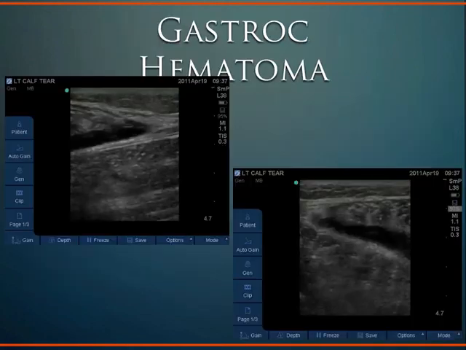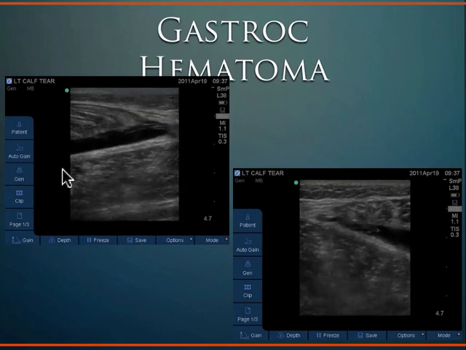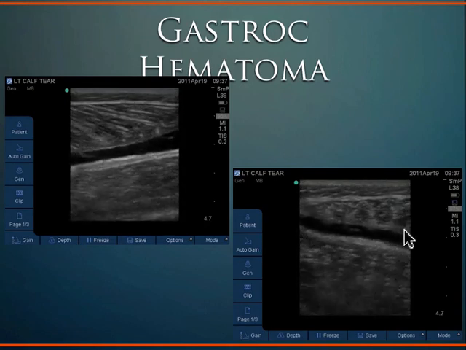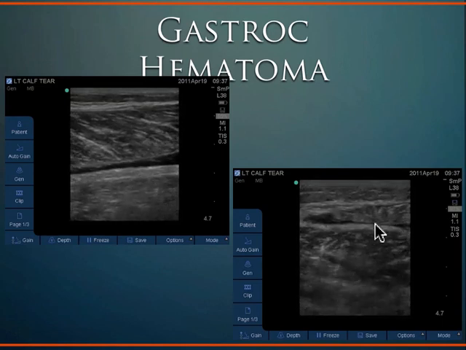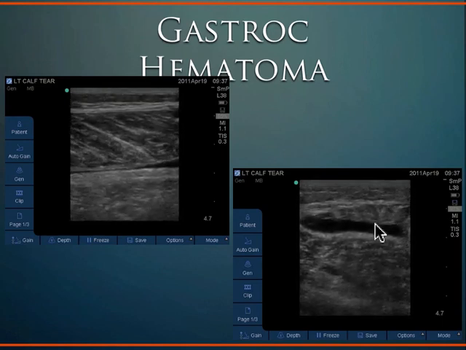Come back through here. Okay. So as you move along here, any fluid collection or hematoma is going to be compressible, and you can use that dynamically to kind of aid in your analysis as well.